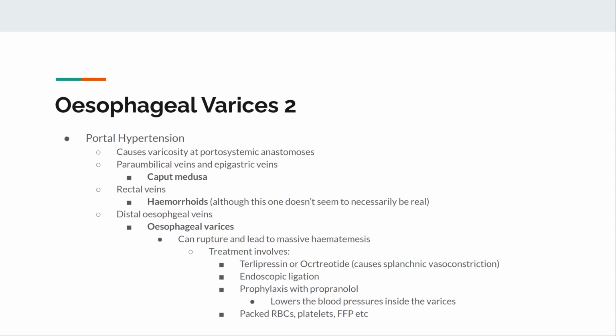It's that they happen to, for some reason, preferentially vasoconstrict the splanchnic circulation, which is all of the circulation that connects to those anastomoses. So it decreases blood flow and will ultimately decrease blood flow into the varice. You can then go endoscopically in and put a rubber band around the varice or burn it, or somehow obstruct flow. And then in the long term, you can prophylax them with propranolol, which will essentially lower the pressure inside the varice through a combination of lowering systemic blood pressure and also vasodilating a lot of capillary beds.